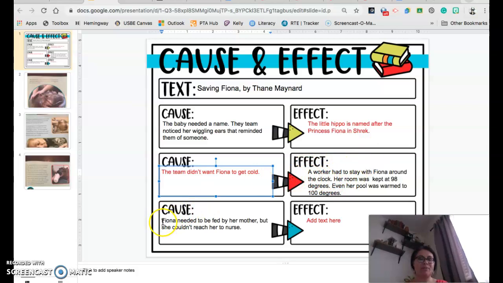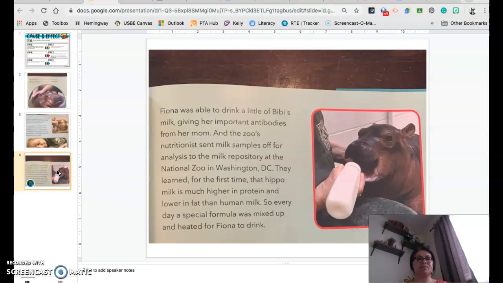Okay, last one. Fiona needed to be fed by her mother, but she couldn't reach her to nurse. Okay, this was a big problem. She needed some milk. So we're going to look over here. It says Fiona was able to drink a little of Bibi's milk, giving her important antibiotics from her mom. And the zoo's nutritionist sent milk samples off for analysis to the milk repository at the National Zoo in Washington, D.C. They learned for the first time that hippo milk is much higher in protein and lower in fat than human milk. So every day a special formula was mixed up and heated for Fiona to drink.